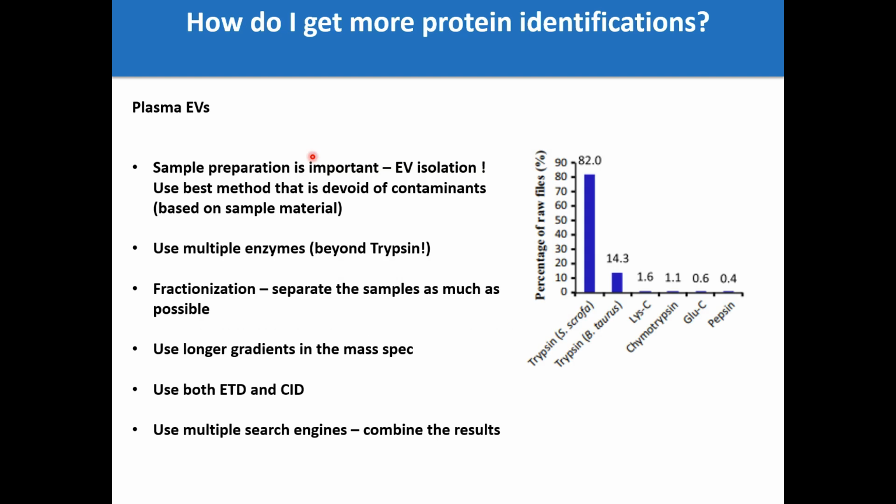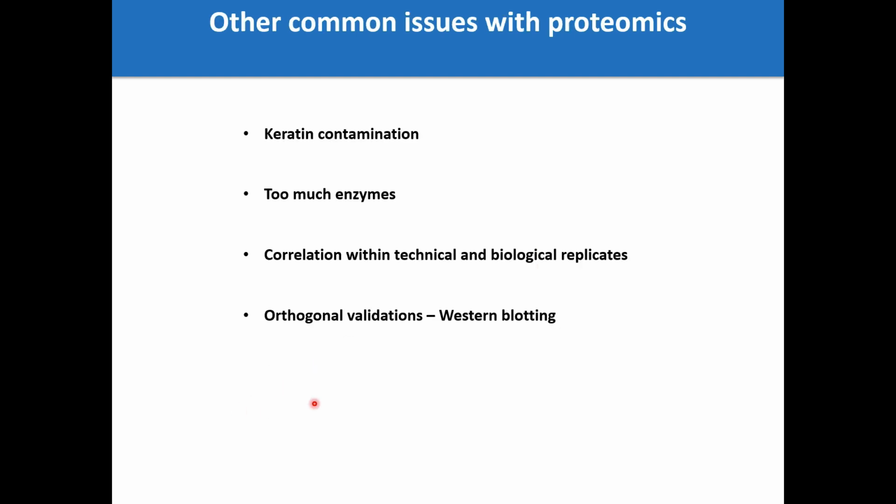So if you want to get more protein identifications from many of these samples like the plasma and others, as I said, you can use multiple enzymes here, like trypsin and others. You can do better fractionation, longer gradients in the mass spec, and you can also use more fragmentation techniques. And also other issues like keratin contamination, too much enzyme in your sample prep, and the correlation between your technical and biological replicates needs to be reported.